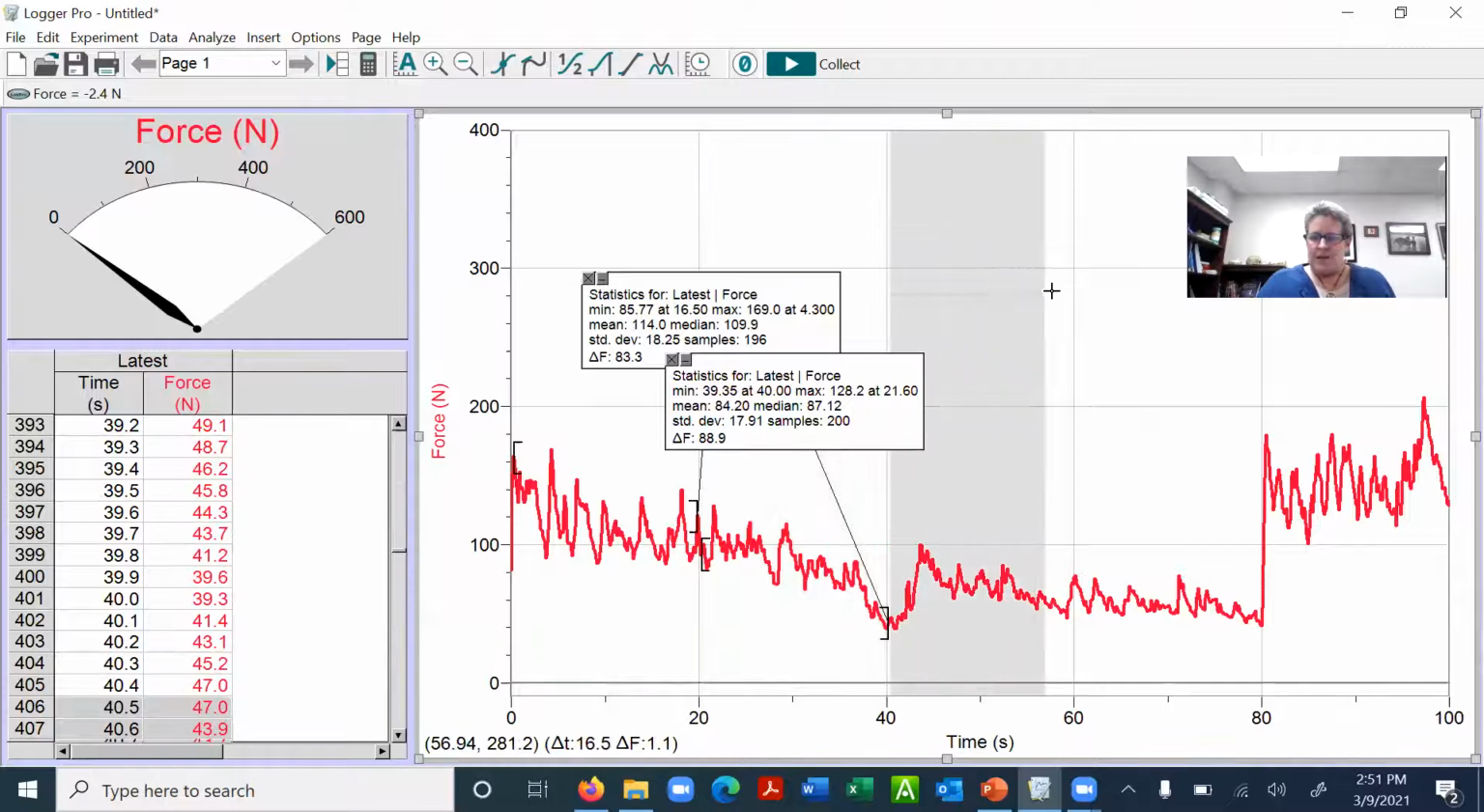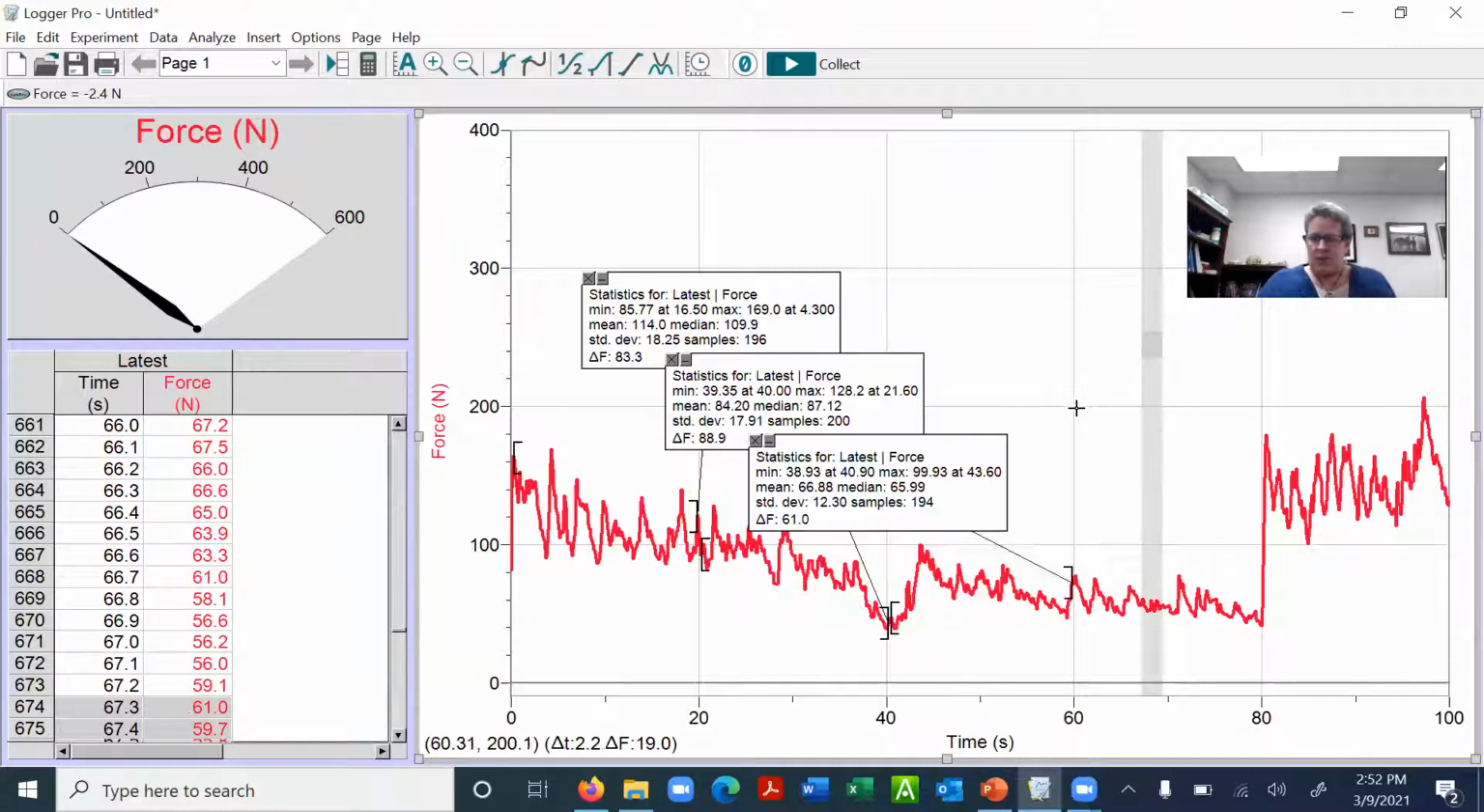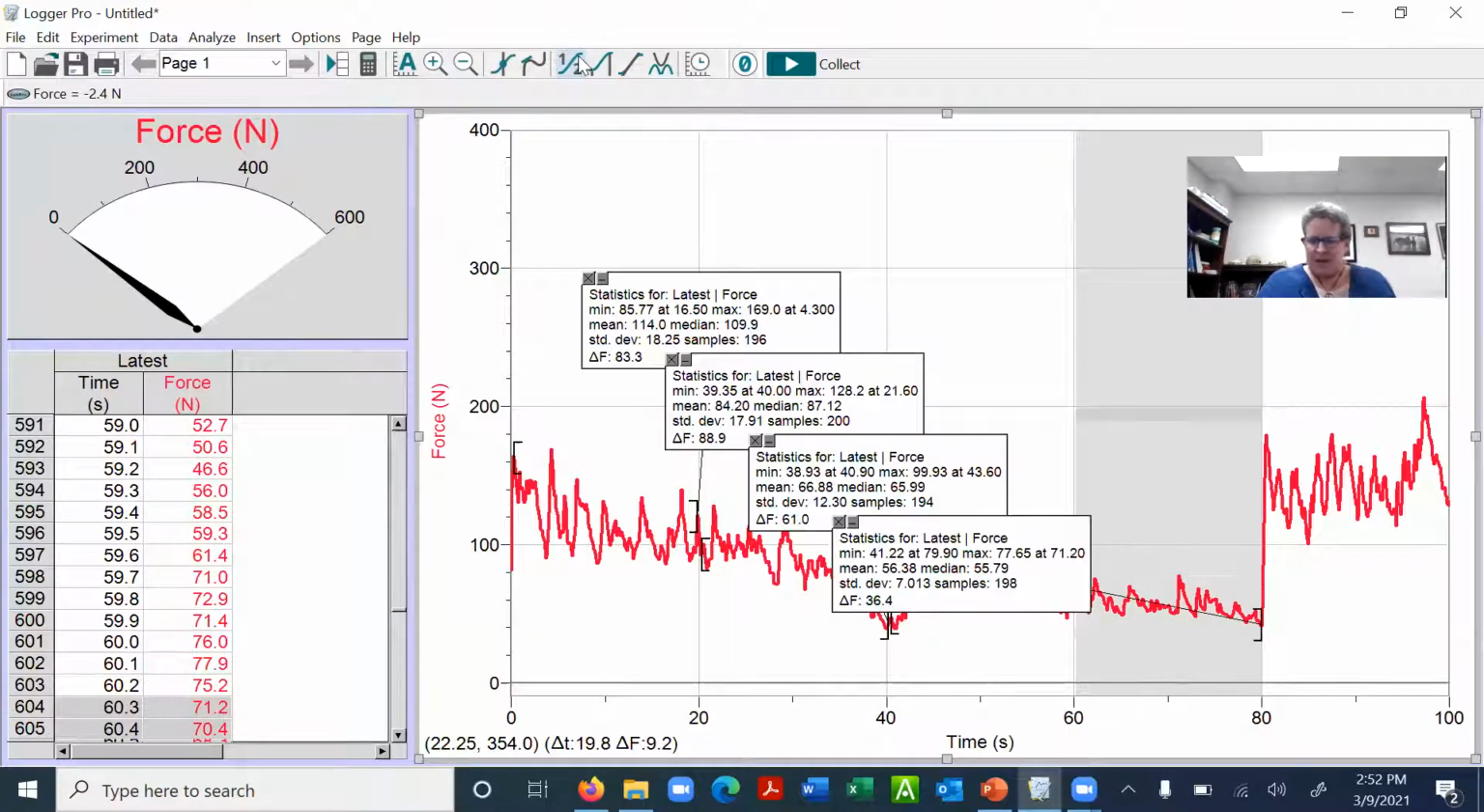It went from 40 to 60, and that mean force is still going down, 66.9. Okay, I bet my 60 to 80 is going to be pretty poor. God, my hand is shaking just from the effort from that experiment. Okay, we went down to 56.4.